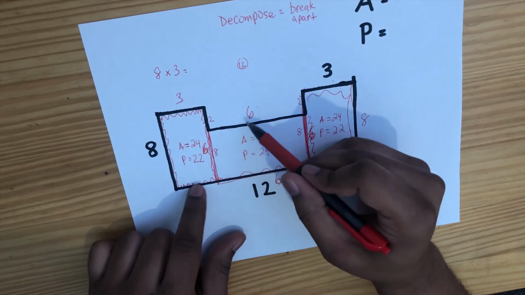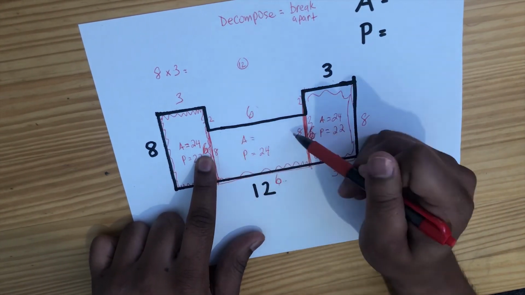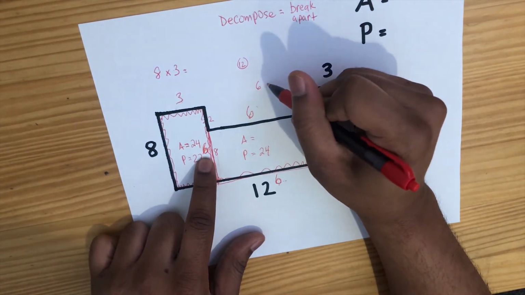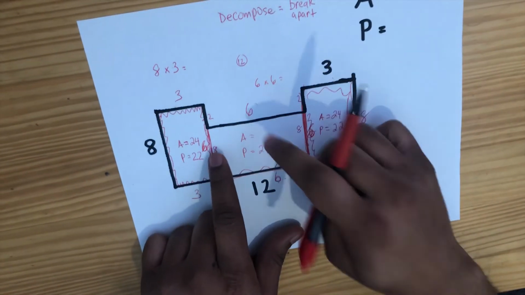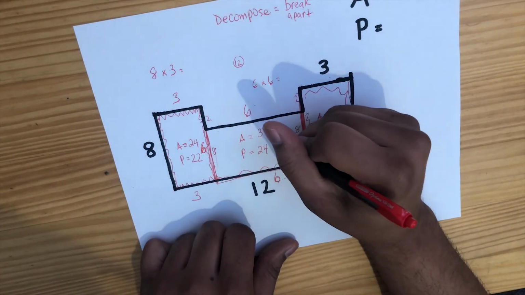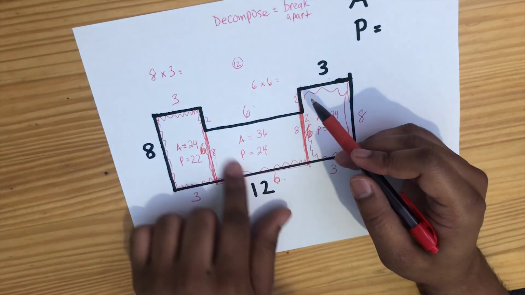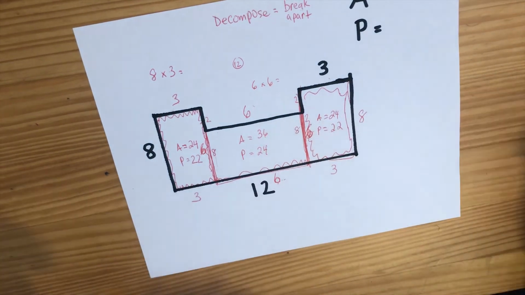And for my area, I can do 6 lines down and 6 rows across to recreate my squares, or I can just multiply 6 times 6. Using my multiplication facts, 6 times 6 gives me a total of 36. So now my area for this piece is 36. My perimeter for this piece is 24. Now I have all of my areas and my perimeters.